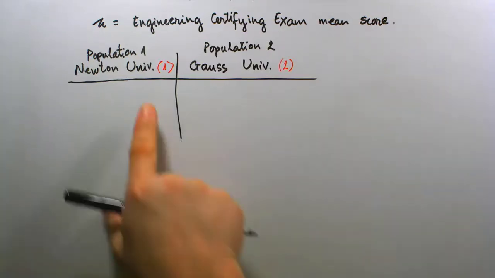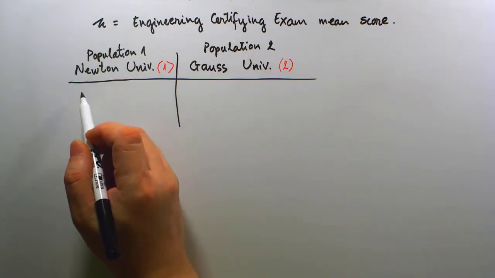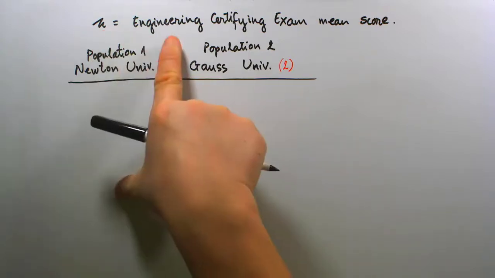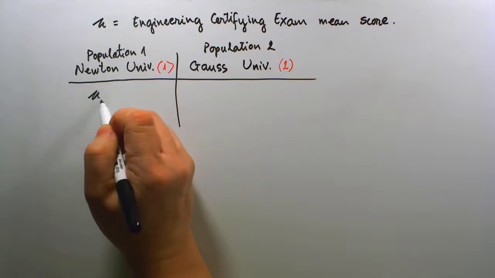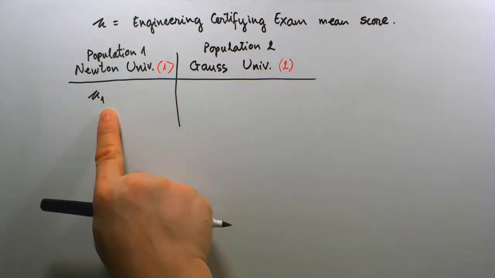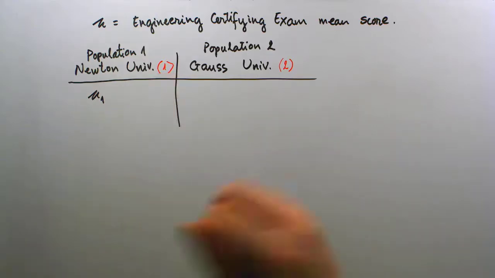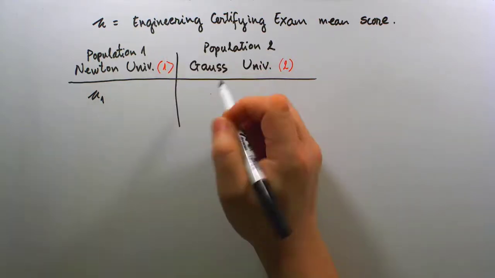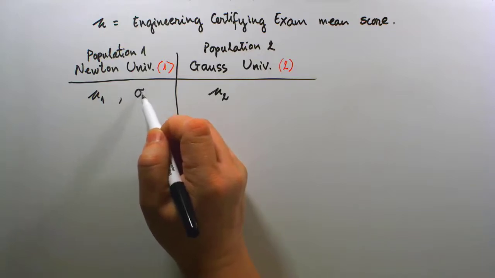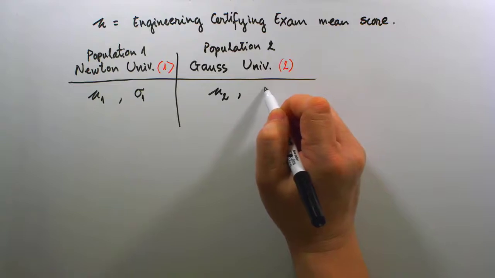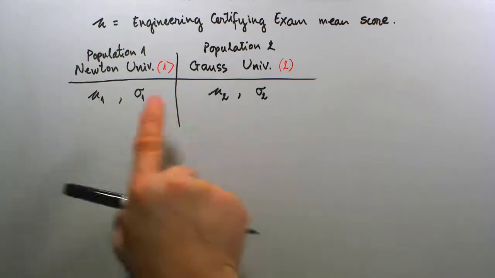And so once the numerical labels were given, doing that produces the following importance. This same mean value, the engineering certifying exam mean score, if we're looking for that in population 1, we call that mu1. The subscript 1 here indicates that this is the population mean from population 1. Whereas that same mean, if found in population 2, we call that mu2. And yes, sigma for population 1 is labeled sigma 1, and sigma for population 2 is labeled sigma 2. So these are the population parameters respectively for each of our populations here.